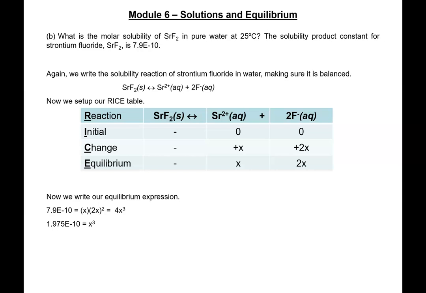That's equal to X times the quantity 2X raised to the second power, because we raise it to the stoichiometric coefficient. So we have 4X cubed. Divide both sides by 4, take the cube root, and I get 5.82 times 10 to the minus 4. A little bit more interesting, not difficult. Okay, that's our answer to part B.